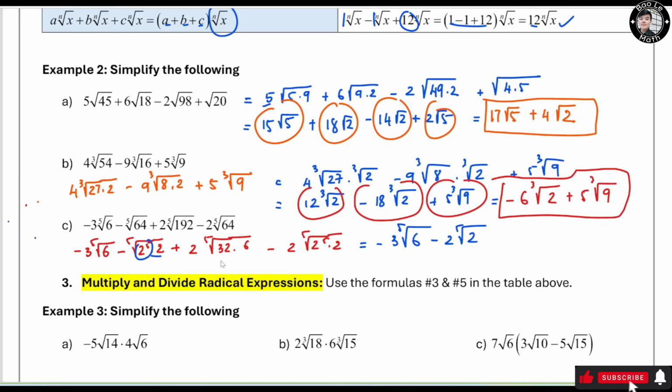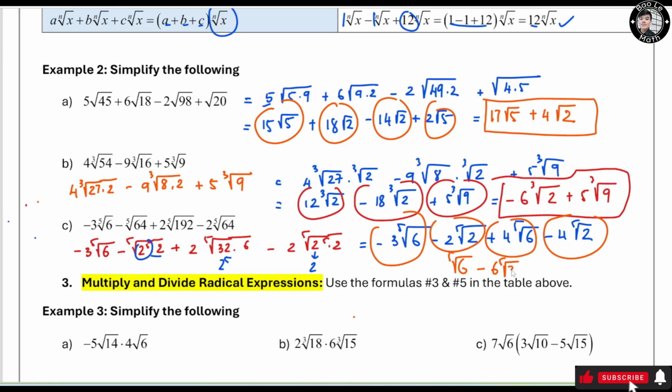Similarly, 32 is going to be 2 to the 5th, right? Print it outside, it's going to be 2. 2 times 2 is going to be 4 fifth root of 6, right? And this guy right here is going to be 2, right? 2 times 2 is going to be 4, right? So negative 4 fifth root of 2, right? Now this guy and this guy are like terms, right? So it's going to be fifth root of 6. This guy and this guy is going to be negative 6 fifth root of 2, right? This one is the final answer.